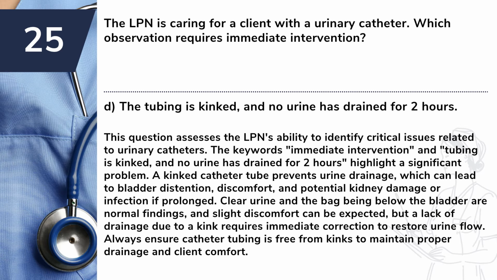Answer D. The tubing is kinked, and no urine has drained for 2 hours. This question assesses the LPN's ability to identify critical issues related to urinary catheters. The keywords immediate intervention and tubing is kinked, and no urine has drained for 2 hours highlight a significant problem. A kinked catheter tube prevents urine drainage, which can lead to bladder distension, discomfort, and potential kidney damage or infection if prolonged. Clear urine and the bag being below the bladder are normal findings, and slight discomfort can be expected, but a lack of drainage due to a kink requires immediate correction to restore urine flow.